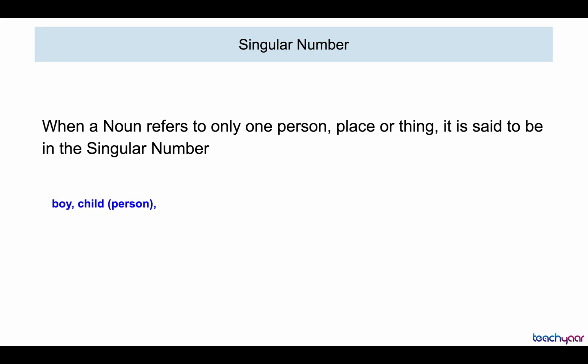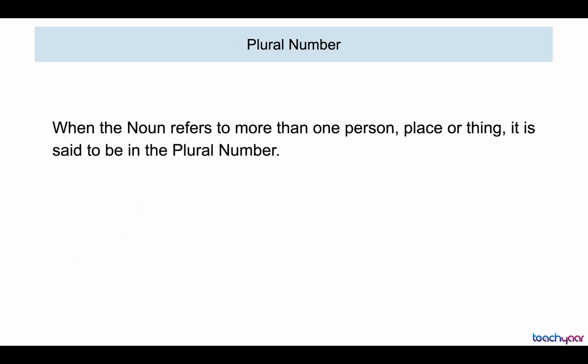Let's take a few examples. Person. Just look at this word boy. What does it convey? That there is only one boy. Child. Only one child. If it is the case of a place, city, school. Thing. We can have, say, a pen, notebook. So when you look at such nouns, you come to know that it refers to one person, one place, or one thing. Now what about plural number?